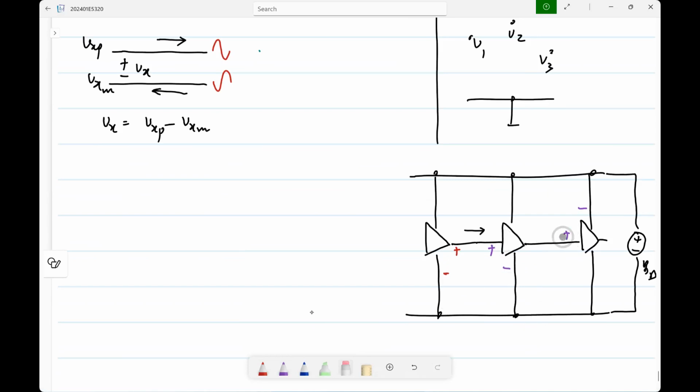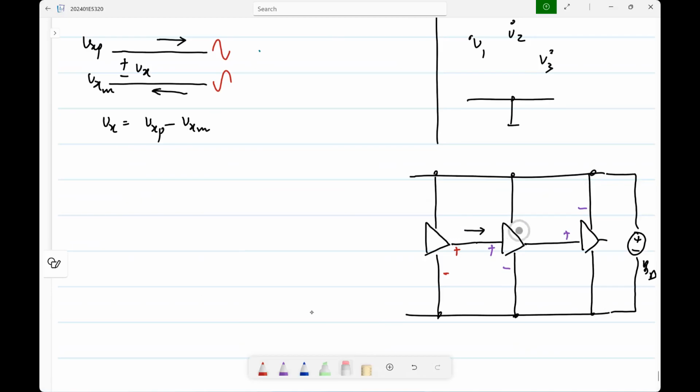If it was PMOS, it is sensitive to the voltage between here and the upper rail, because the PMOS source would be tied to the upper rail. Now we assume that the upper rail and lower rail, their difference is a constant, because we have the supply voltage, ideal supply voltage with zero resistance.